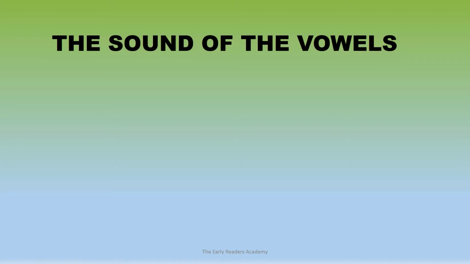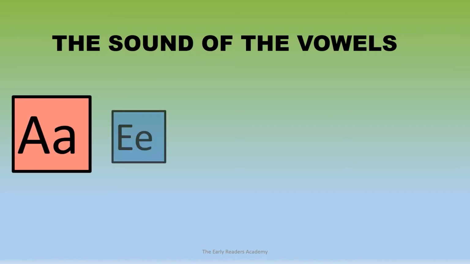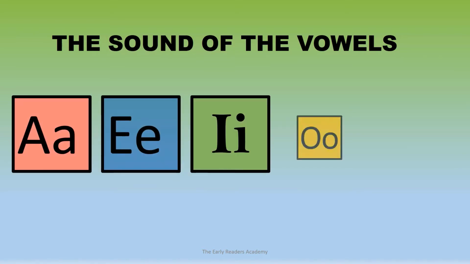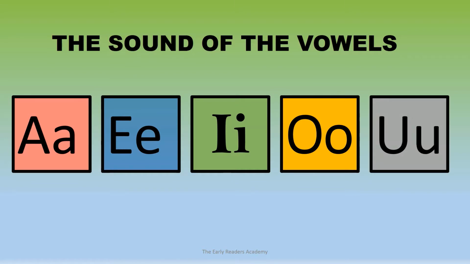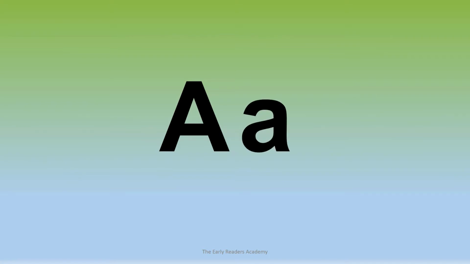Today, we're going to learn the sound of the vowels. And our vowels are A, E, I, O, U. Let's begin with letter A. This is big A, and this is small a. The sound of A is A. Let's practice the sound of A as you follow after me.